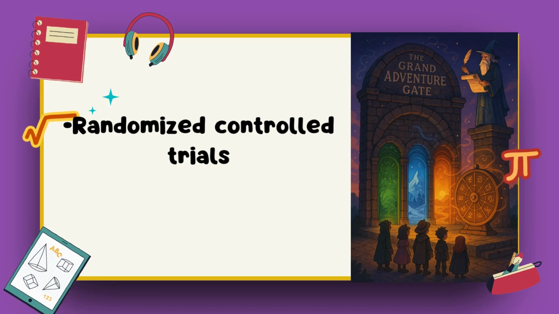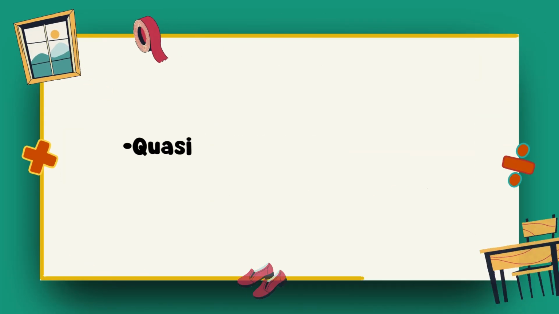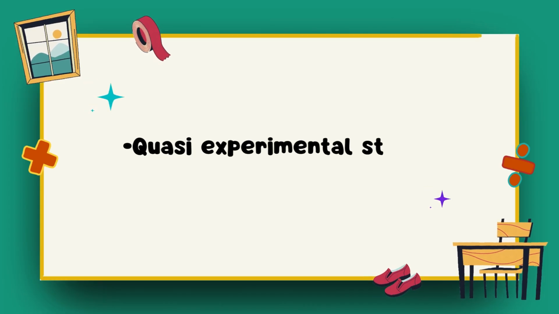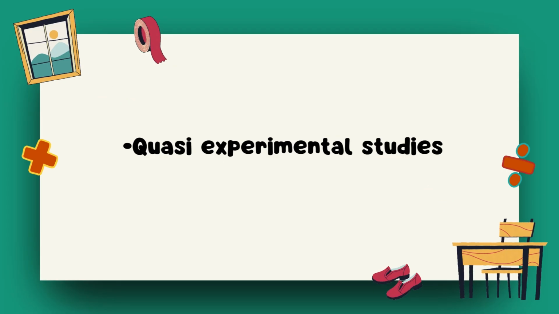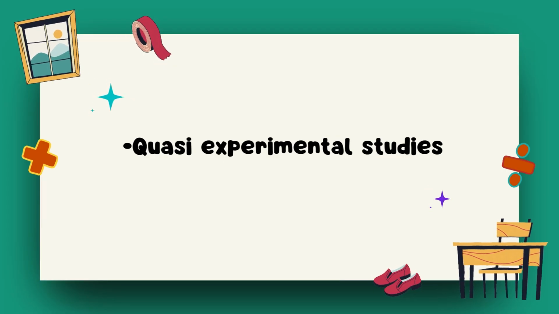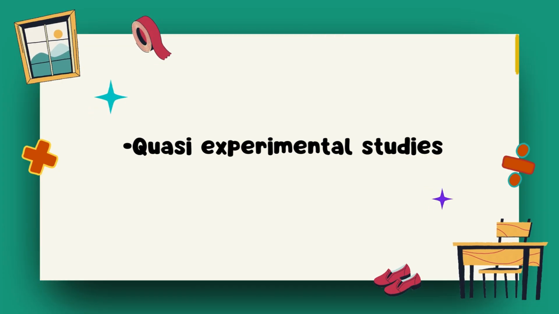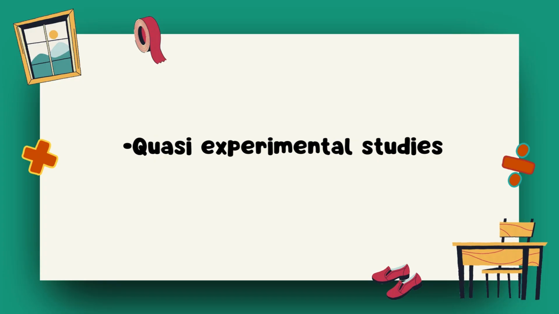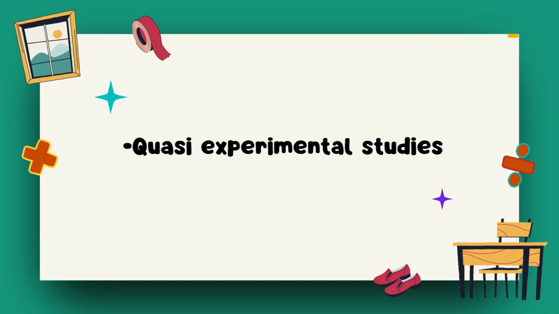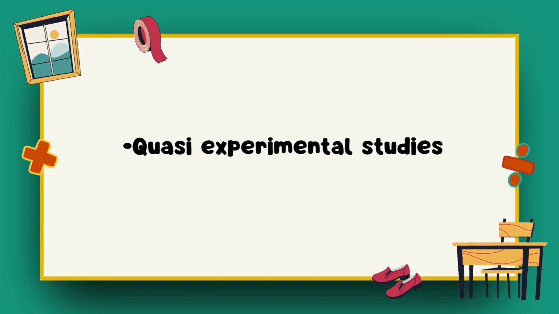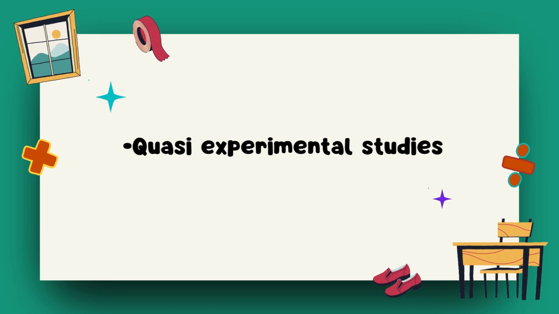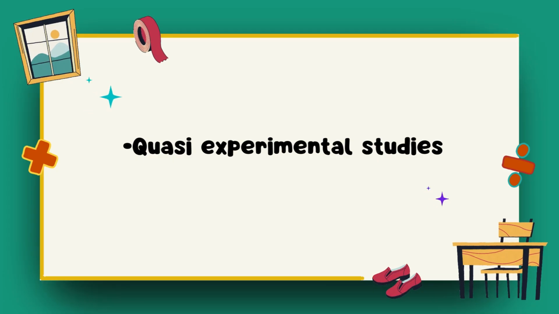Yes. We also have quasi-experimental studies. These also involve an intervention. So researchers are still testing something. Right, but the key difference is there's no randomization. So maybe comparing outcomes in a school that implemented a new program versus a similar school that didn't. You can't randomly assign schools. Precisely. You're using existing groups, so they might not be perfectly comparable from the start, which makes the evidence less strong than an RCT, but still valuable.